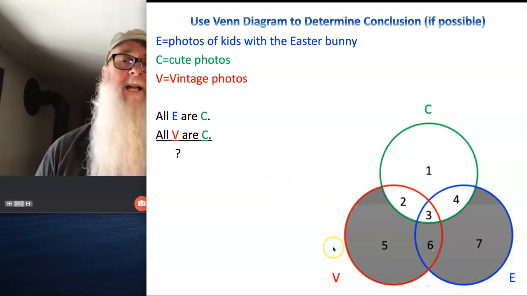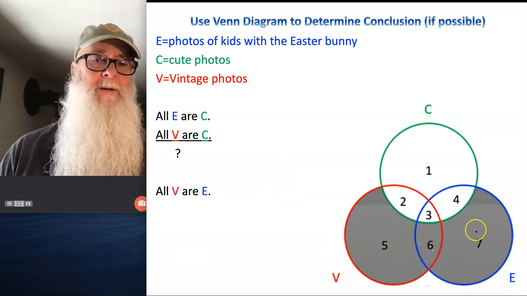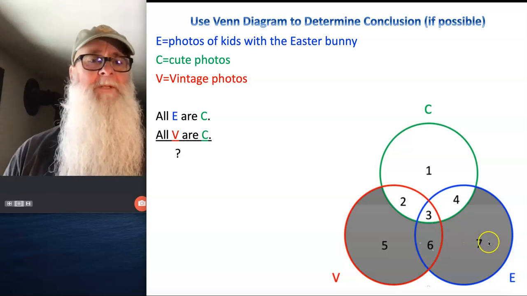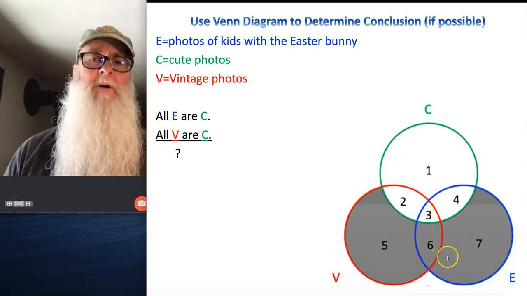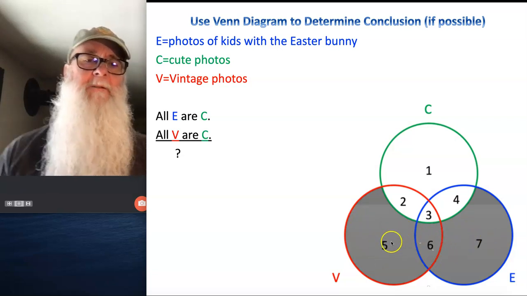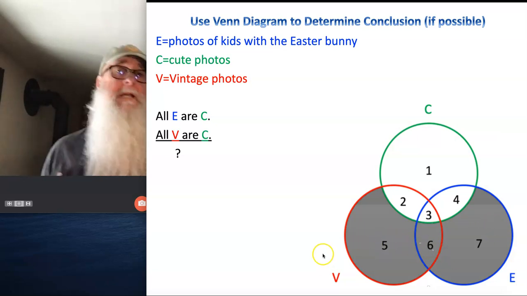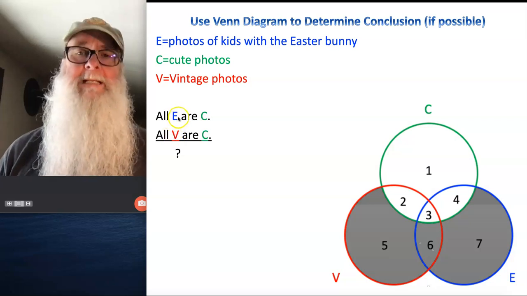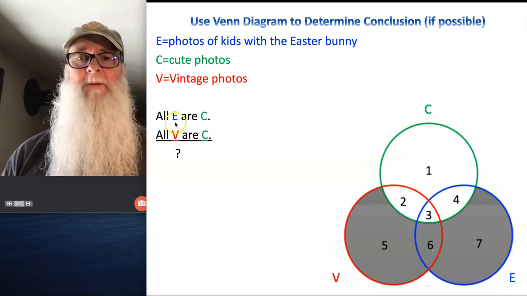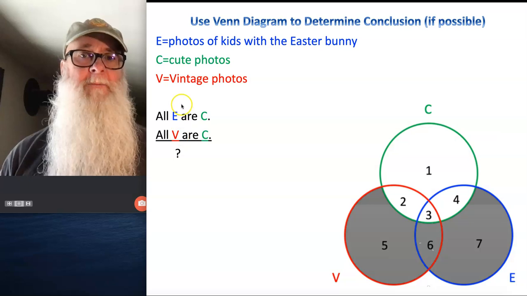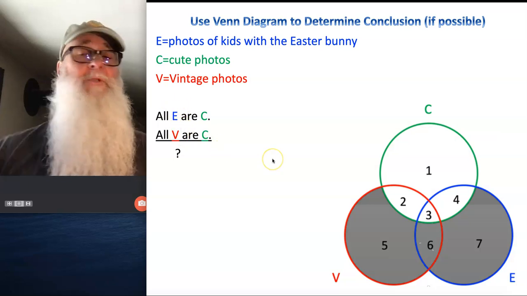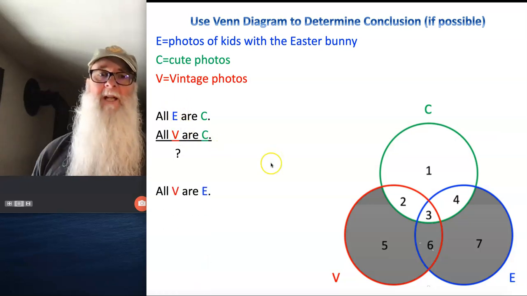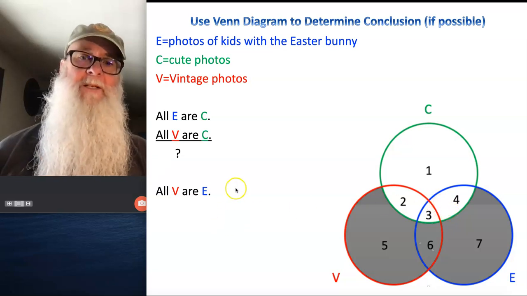When we mark our Venn diagram, we mark all E are C by eliminating areas 6 and 7, and all V are C by shading in area 5. And our Venn diagram looks like this. Now all we have to do is remember, we're looking for a statement about V and E. We're looking for a statement that has V as its subject term and E as its predicate term. And we'll just run through them till we find one that is reflected by this Venn diagram.